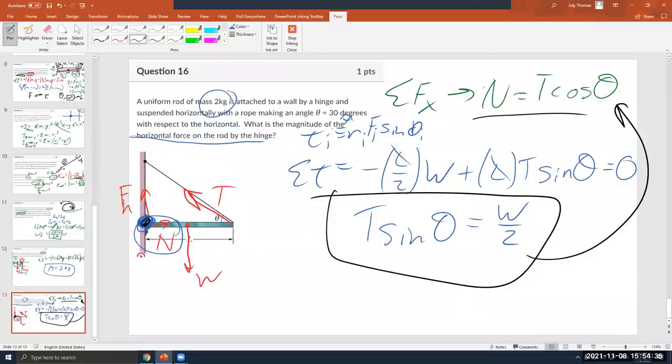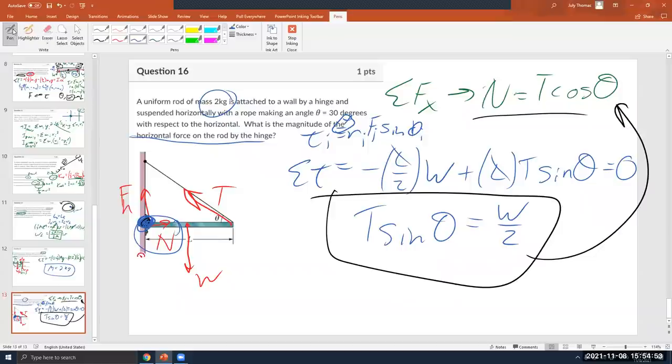First thing I always try to ask is positive or negative. So I do what I just did. I say, here's my axis of rotation. For instance, for the weight force, that's going to push me around the axis of rotation like this. That's clockwise, that's a negative torque. That's where that negative sign comes from.